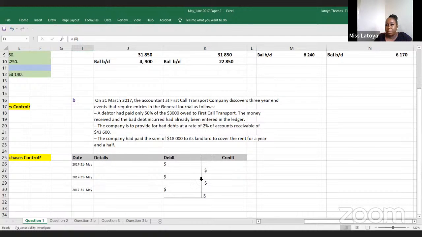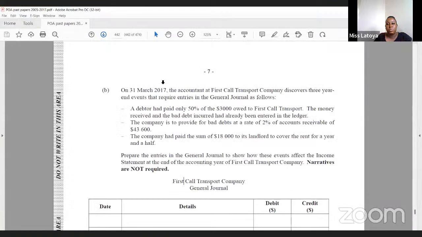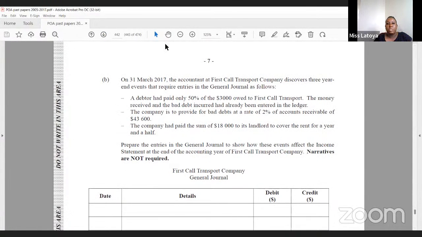And here I already ruled up my general journal. I have my space for the date, details, debits, and credit entries. Let's read over the first entry and record it. Now, let me take you back to the past paper. This is the question we are doing, question 1, we're on part B. The question says that narratives are not required for this question. So we'll be writing in the entries, but we would not be writing in any narratives. Why? Because they told us this. Okay, so let's go back and work out the question together.